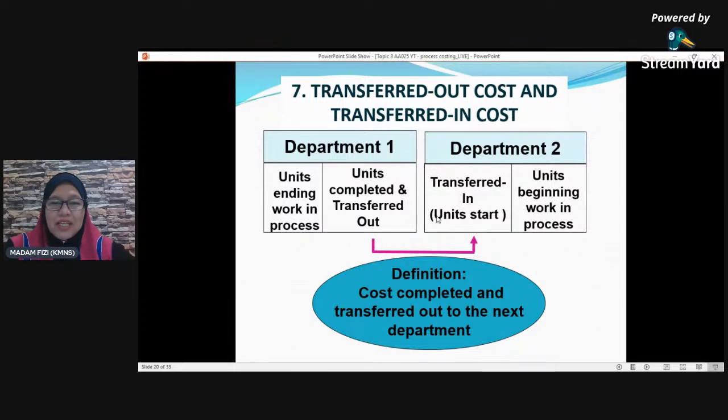Sebab kadang-kadang dalam soalan dia tak tanya direct. Dia tanya what is the transferred out, what is the transferred in. So awak kena faham. Dia tak tanya. Inilah kadang-kadang soalan tu dia tak direct. So you have to understand what is the meaning.